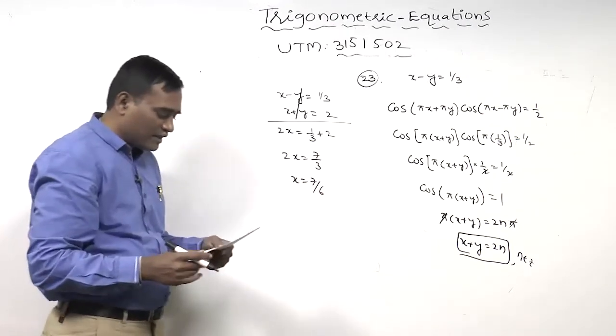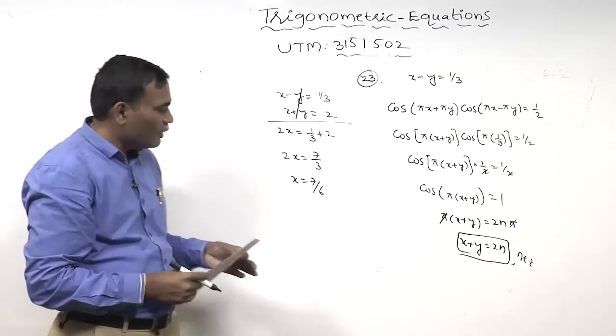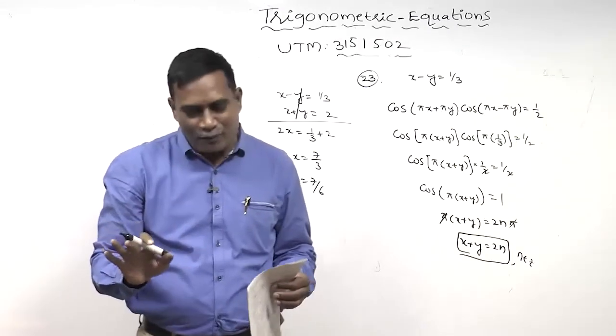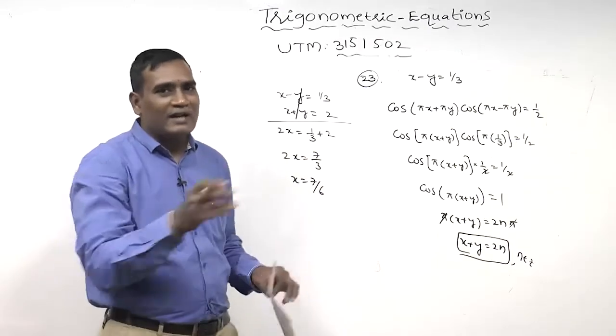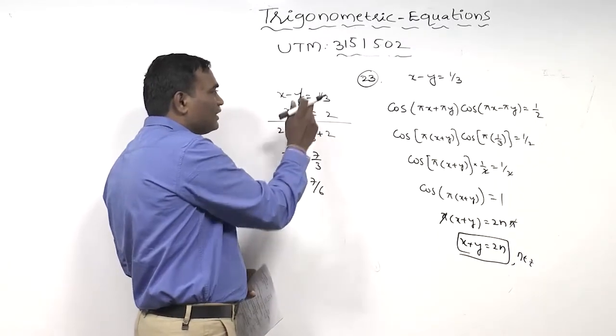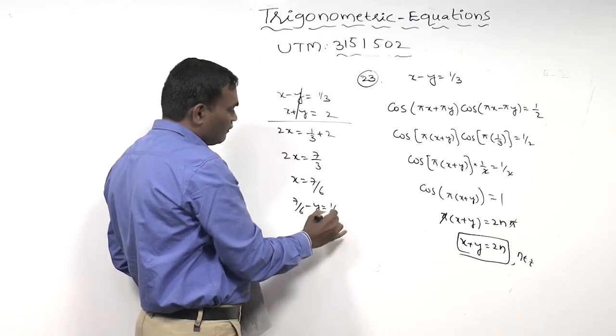x is equal to 7/6 is there in the second option, so the answer is the second option. All will write the second option only. But the answer is not the second option. Why is it not the second option? Put the x value in this equation: 7/6 minus y is equal to 1/3.